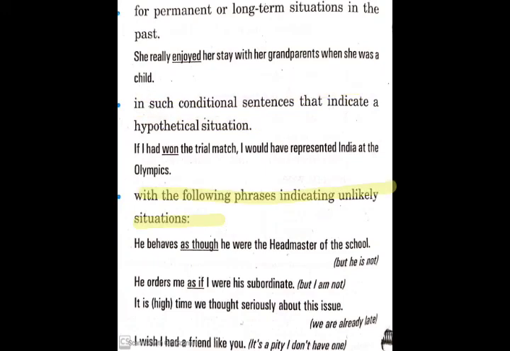Last is with the following phrases indicating unlikely situation. Unlikely means that are not likely to happen. Okay, for example, he behaves as though he were the headmaster of the school. So it is an unlikely situation because he is not the headmaster. Okay, he orders me as if I were his subordinate. But it is an unlikely statement because I am not his subordinate. In unlikely situations, we use past tense, simple past tense.